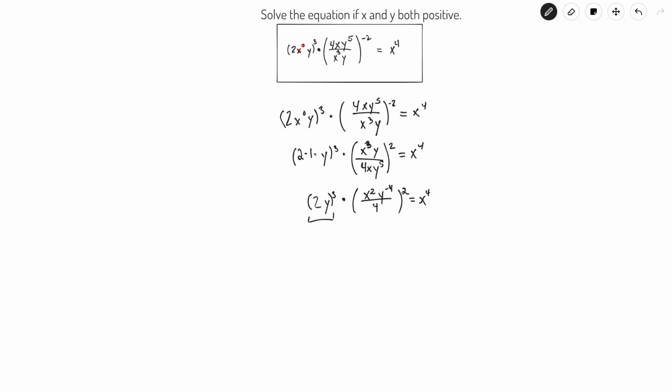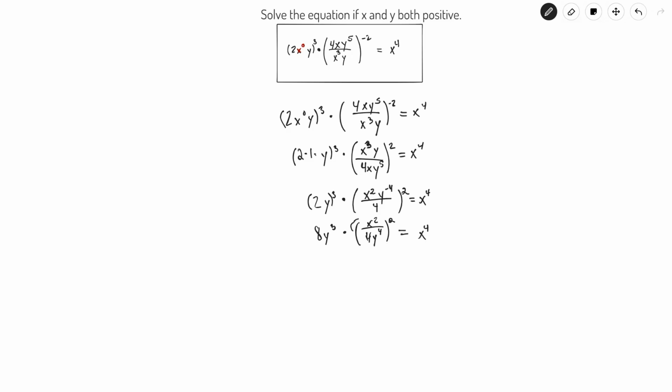This here, I can simplify that by writing it as 2 to the 3rd power times y to the 3rd power, which is of course just 8y to the 3rd power, times, we don't like negative powers, let's bring that to the denominator, so it'll say x squared over 4 times y to the 4th power, now that the power of the y is positive because we took the reciprocal of it, on to the 2nd power. We haven't touched that too. We haven't touched the x to the 4th on the right side either.